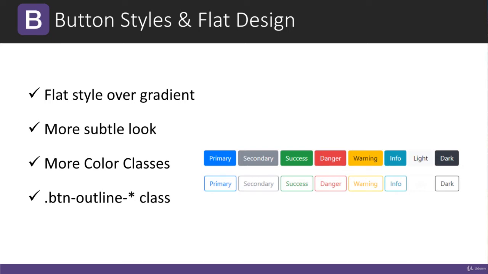We also have extra color classes like the light and dark class, as well as these outlined buttons here. So basically a white background with the colored text and border.